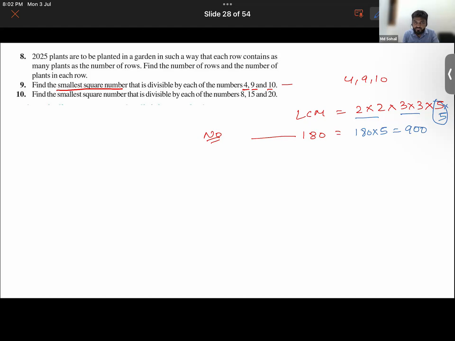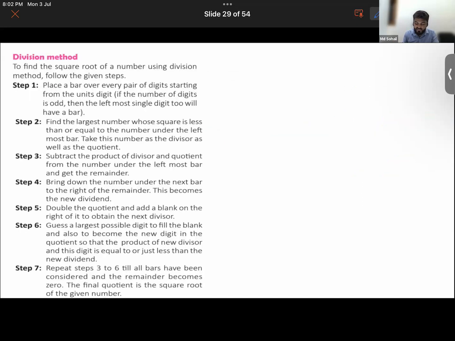Remember, we are not finding a square root. We are finding a square of the number. So see this 900. Will 900 not get divided by 4 or 9 or 10? Yes, sir. It is divisible by all these 3 numbers. Same you guys have to do for question number 10 as well.